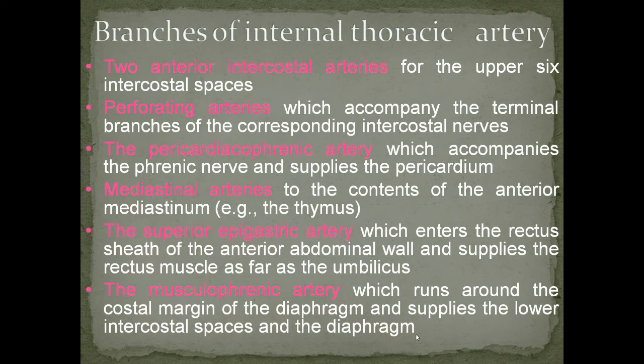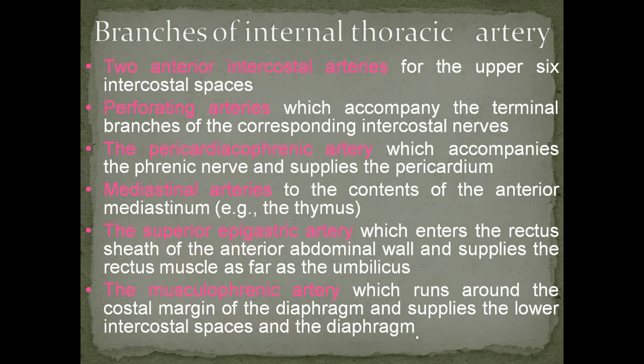Branches of the internal thoracic artery: the two anterior intercostal arteries for the upper six intercostal spaces, and the perforating arteries which accompany the terminal branches of the corresponding intercostal nerves. Pericardiophrenic artery accompanies the phrenic nerve and supplies the pericardium, and mediastinal arteries supply the contents of the anterior mediastinum such as the thymus. Superior epigastric artery enters the rectus sheath of the anterior abdominal wall and supplies the rectus muscle as far as the umbilicus.